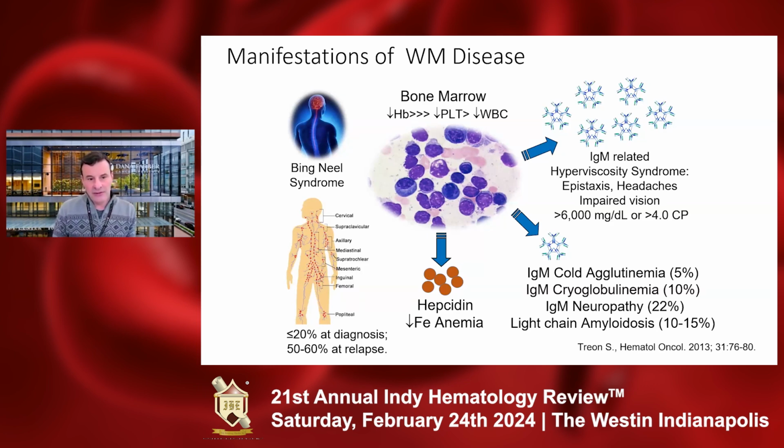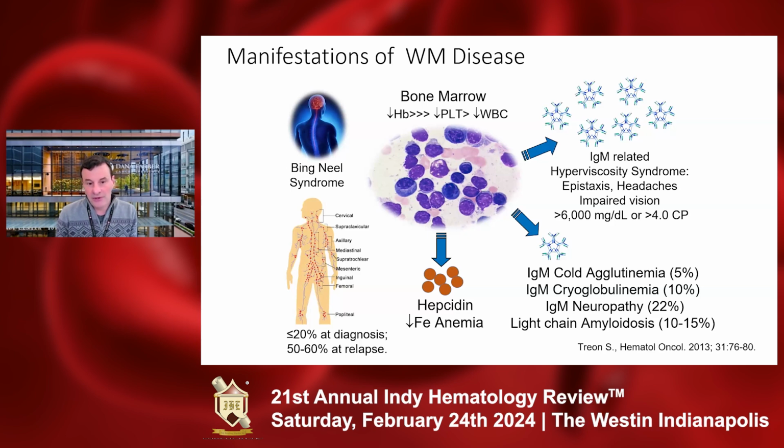But for other patients, the disease can manifest because of the IgM protein that's produced by the Waldenstrom cells. And if you make too much of it, this can lead to hyperviscosity syndrome, where the blood becomes quite thick and you start seeing nosebleeds, headaches, as well as impaired vision. Also, the IgM can attack various body structures and can lead to anemia. It can lead to neuropathy. In some patients under cold conditions, the IgM can precipitate and it can block blood flow.